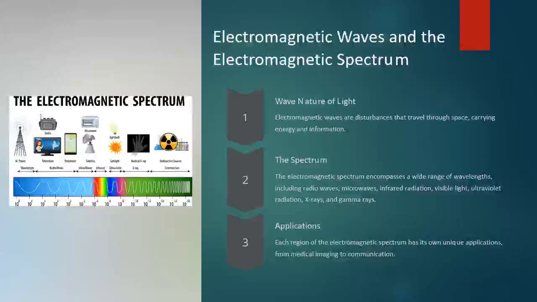Coming to the wave nature of light, electromagnetic waves are disturbances traveling through space, carrying energy and information. The electromagnetic spectrum encompasses a wide range of wavelengths, including radio waves, microwaves, infrared radiation, visible light, ultraviolet radiation, X-rays, and gamma rays. We all studied X-rays and gamma rays in the electromagnetic spectrum.